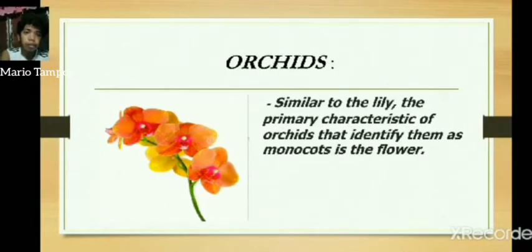Orchids. Orchids are similar to the lily. The primary characteristic of orchids that identifies them as a monocot is the flower.